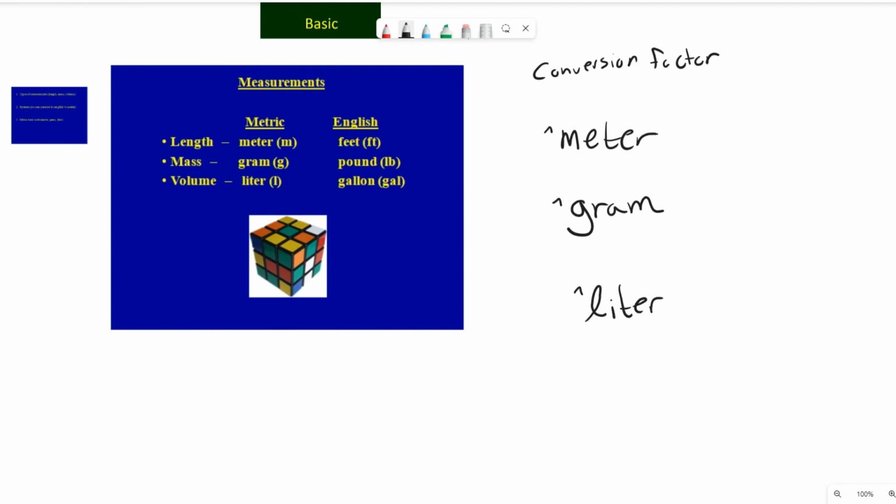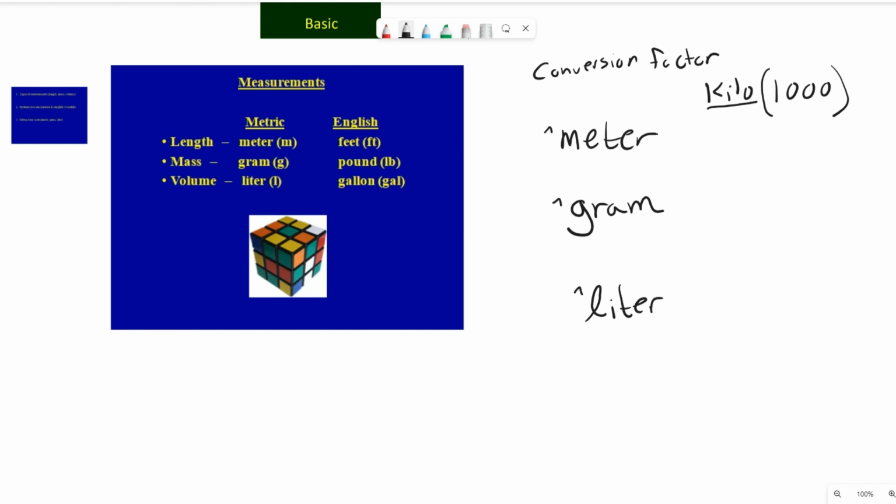Let's take a look at one of these prefixes that you could use for the metric system, the prefix of kilo. Kilo means 1,000. So if you put kilo in front of the base unit, it's going to make that base unit 1,000 times bigger. All of the prefixes that you can put in front of base units are multiples of 10. This one's a multiple of 10 up to 1,000.